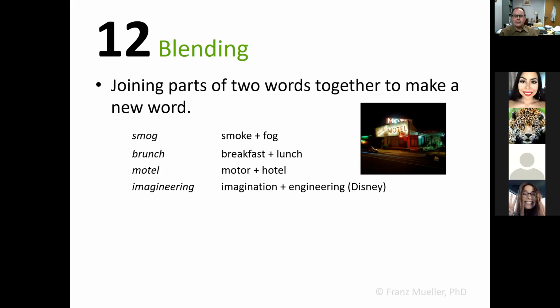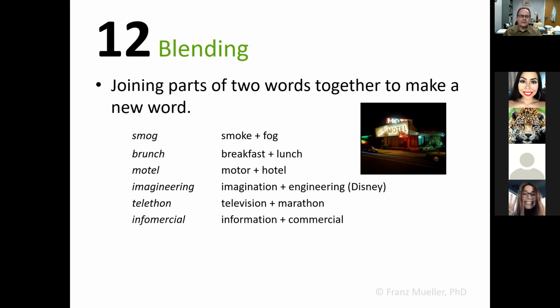They call it Imagineering. I don't know if they actually have a copyright on that word. Nobody else uses that word. That's a Disney word that they use for themselves. Yeah, there's a lot of words like that. A telethon, it's one of those never-ending shows on TV where they collect money for a good cause, blended from television and marathon.